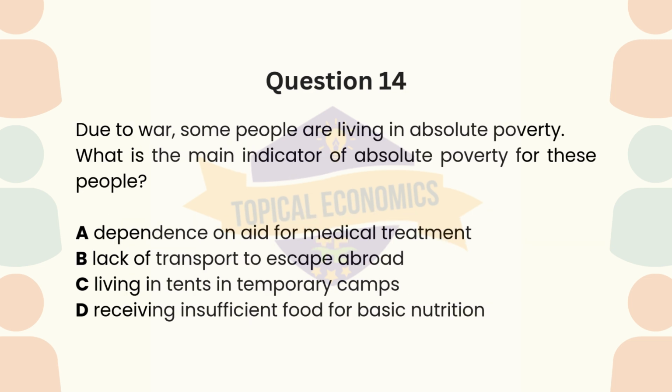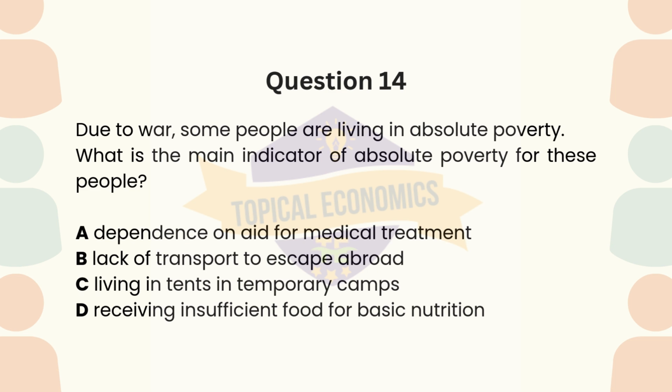Coming to 14th question. This is from 2020 May-June paper version 2. Due to war, some people are remaining in absolute poverty. What is the main indicator of absolute poverty for these people? And the options are given. Now, looking at the first option, option A, dependence on aid for medical treatment. So while dependence on aid may indicate a lack of resources, it does not specifically define absolute poverty, which focuses more on basic survival needs. So this option is incorrect.